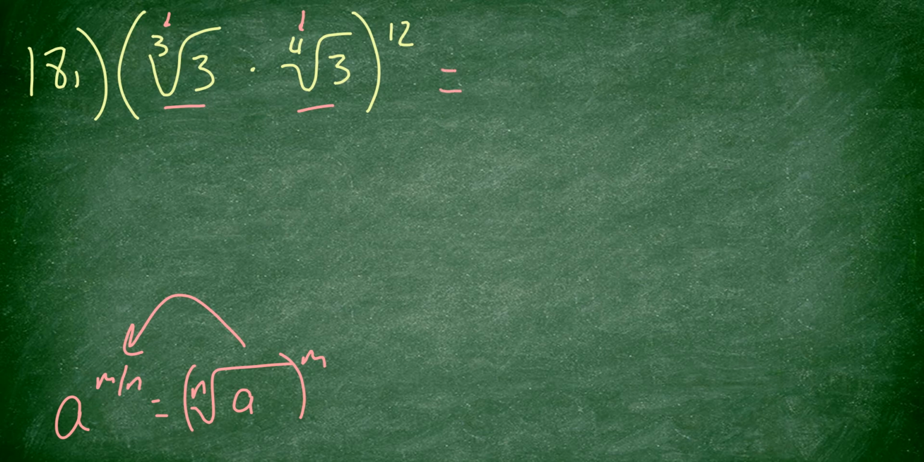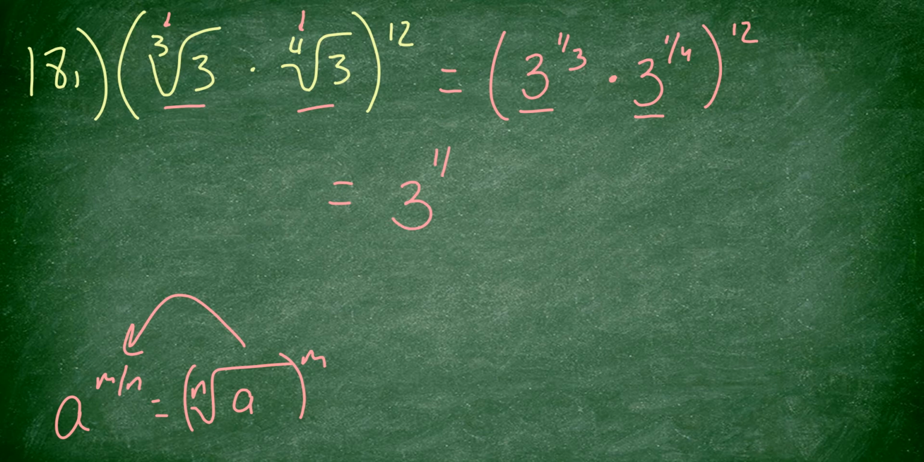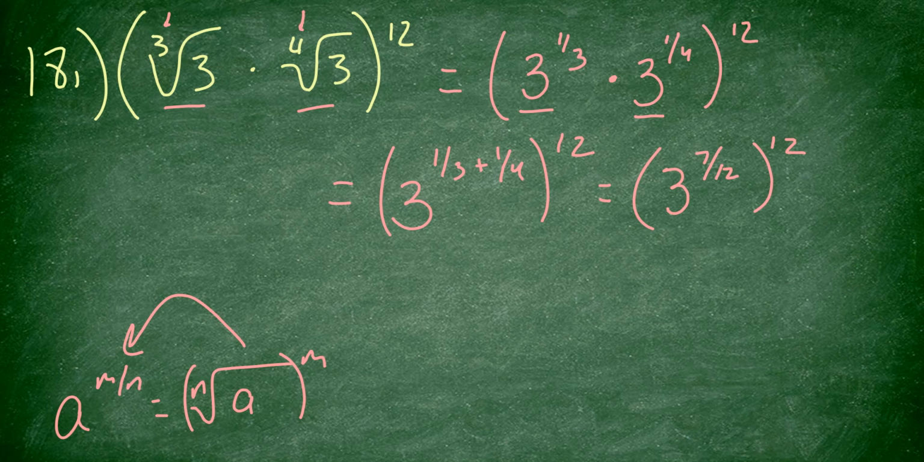That's going to help us out because you can do a lot more stuff with exponent form. So this can become 3 to the 1/3, because m is 1, times 3 to the 1/4, all to the 12th power. Now, as those bases match, I get to do 3 to the 1/3 plus 1/4. Remember, the whole thing's to the 12th power still. 1/3 plus 1/4. I'm going to make 1/3 4/12 and 1/4 3/12. So I end up with 3 to the 7/12, all to the 12th power. Now I'm going to simplify that, and I end up with 3 to the 7th power.